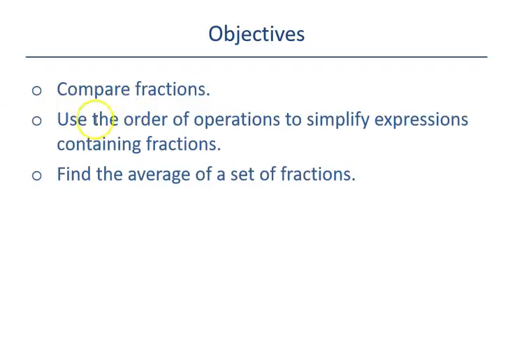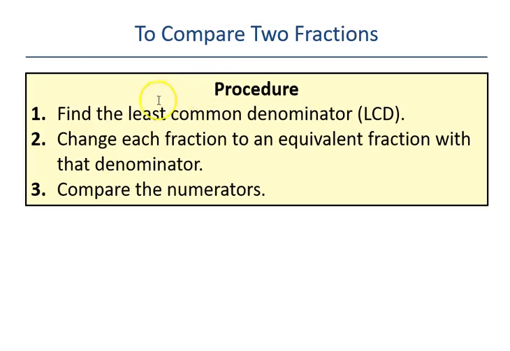Okay, compare fractions. Use the order of operations to simplify expressions containing fractions, and we're going to find the average of fractions. Once again, that's something that's not going to change. You find the average of every type of number the exact same way. Okay, to compare two fractions, find the least common denominator, LCD, remember, or LCM. Change each fraction to the equivalent fraction with that denominator, and then compare the numerators.